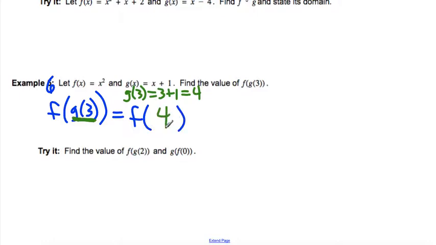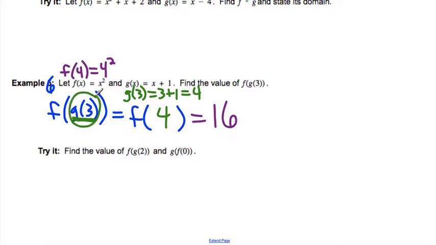We just found that. We plugged 3 into g, and you found out what it was. Now we want to find f of 4. So we're going to take 4 and plug that into our f function. So we want to find out what f of 4 is. So we plug it in here, 4 squared. Final answer is 16.